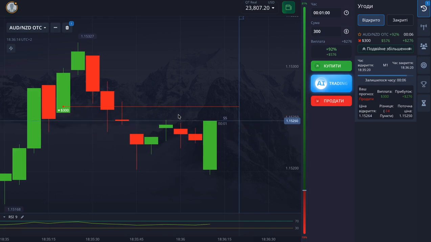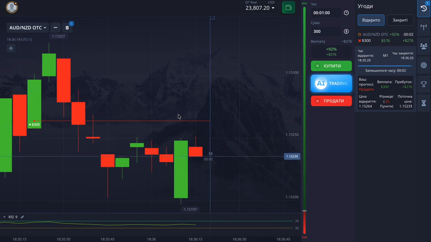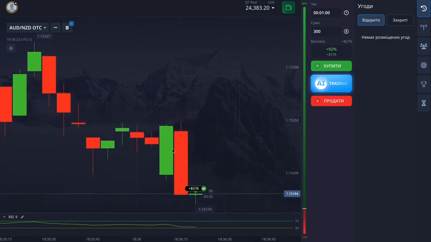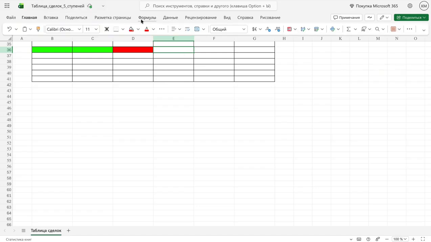You see? It wants to squeeze. It doesn't want to give us our money. Well, that's normal too. 3 seconds left. A 31-point move. Although no, look, it paid out. It paid out by 45 points even. Okay, let's go to the spreadsheet and mark that we have a win.